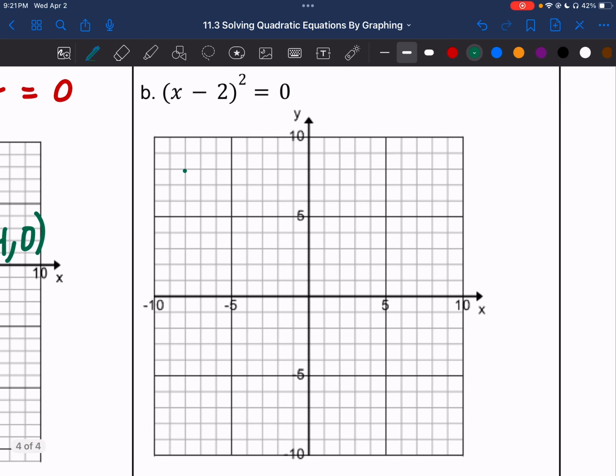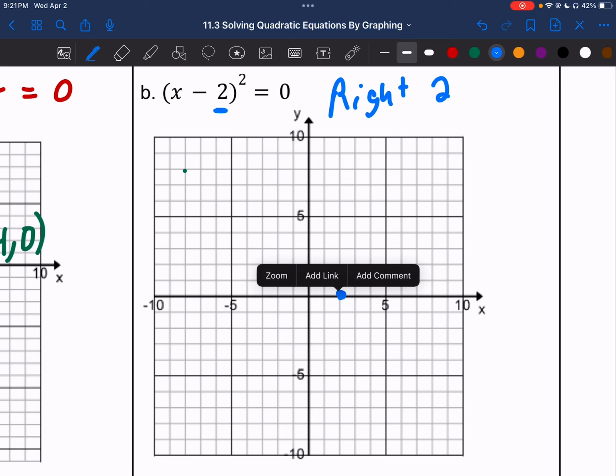All right, letter B. We've got an equation that's in vertex form: x minus 2, the quantity squared, is equal to 0. So when we go ahead and graph that, well, what's happening to my vertex? We're shifting right 2 units. And am I shifting it up or down at all? No, I'm not. So I just moved my vertex right there.